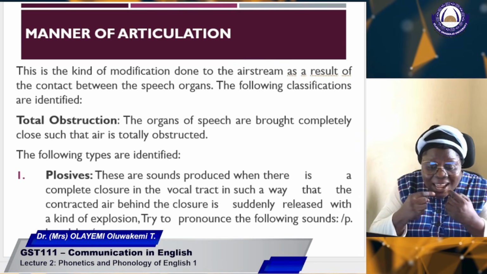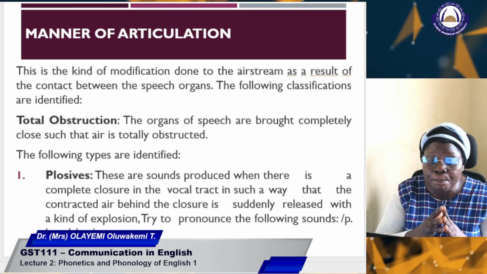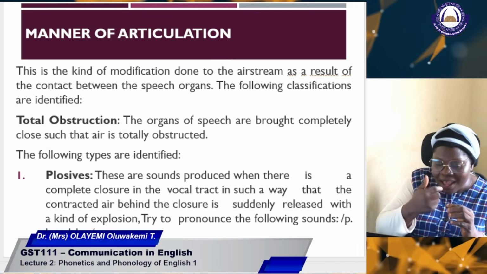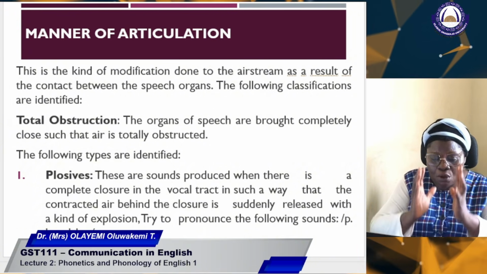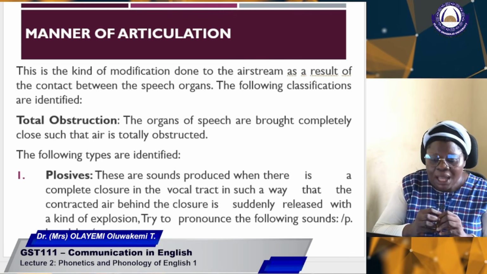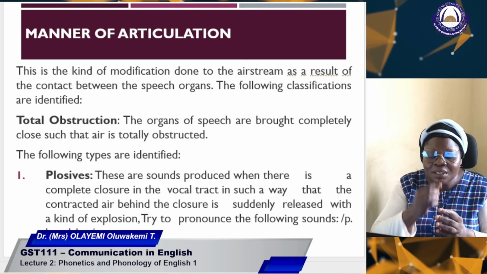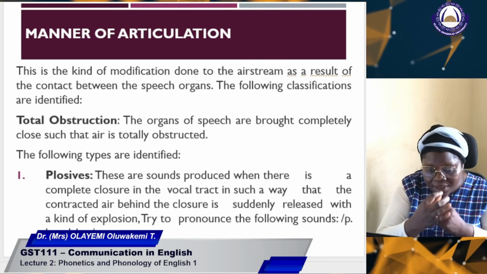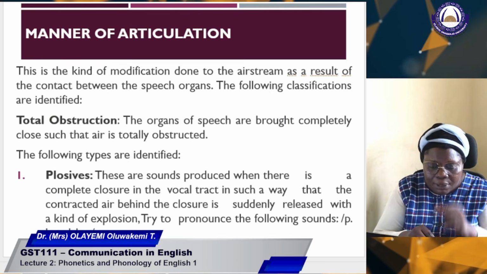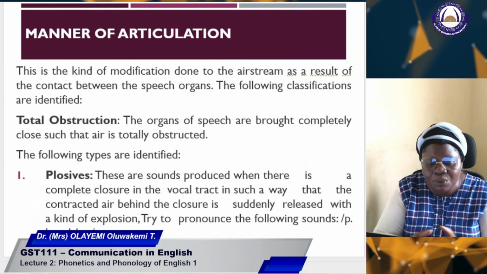when you put your lips together like this, what happens? It means that you have sealed off the air. The air builds up behind the two lips. Then for you to produce that sound, the lips will separate, and when they separate, what happens? The air rushes out. The air is suddenly released with a kind of explosion.